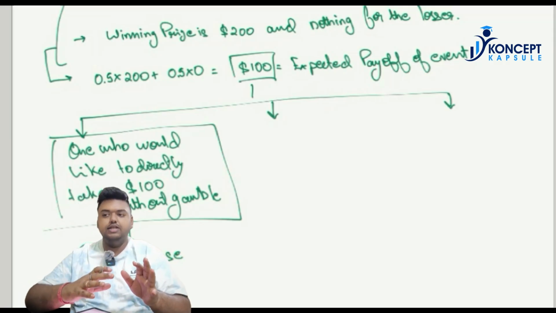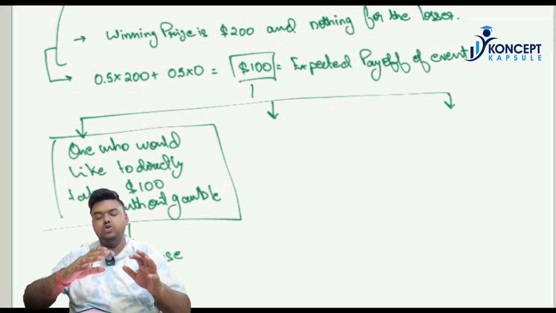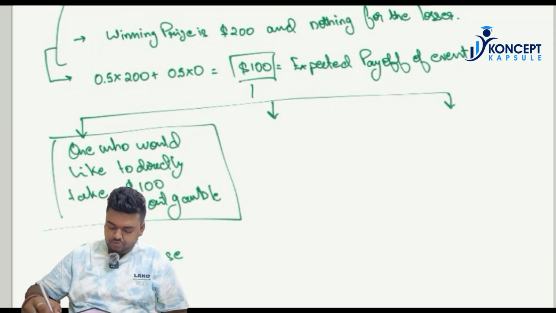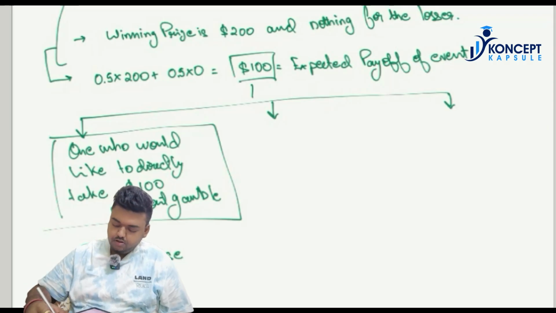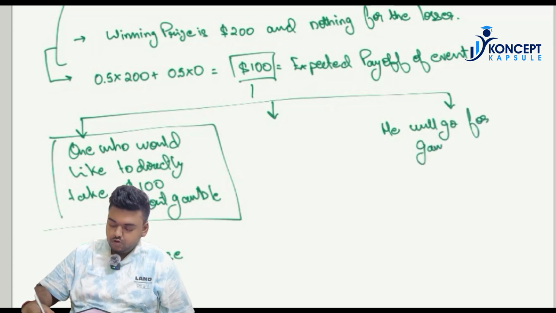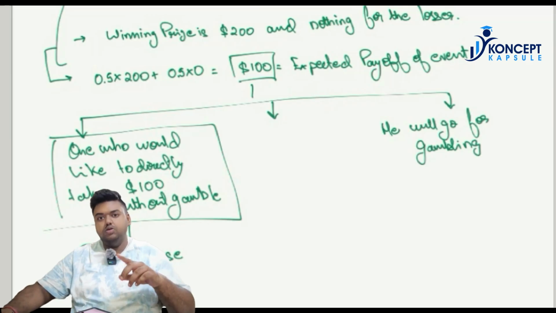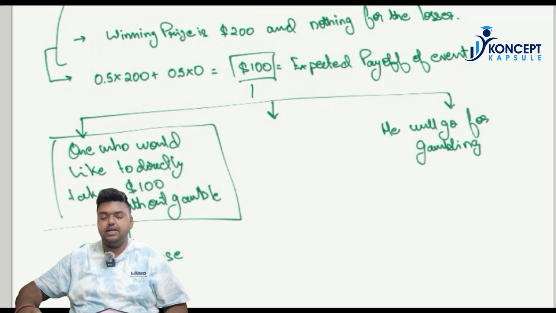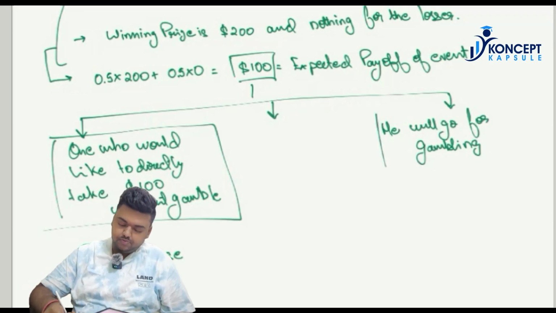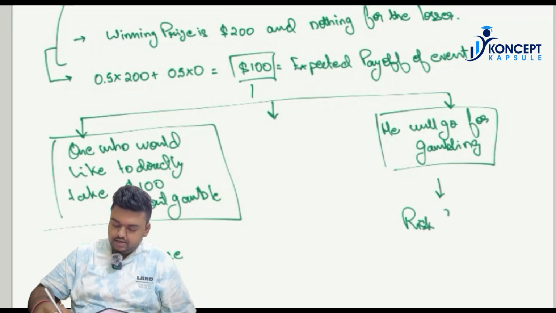What was the risk over here? The risk was losing in a gamble, so he will prefer not to gamble at all. Then there is another extreme. Even if you offer him the chance to get a $100 bill, he will go for gambling. Why? Because although the expected payoff is $100, there is always a chance to win $200. Correct? There is a chance for a higher return. So this guy is known as risk seeking.